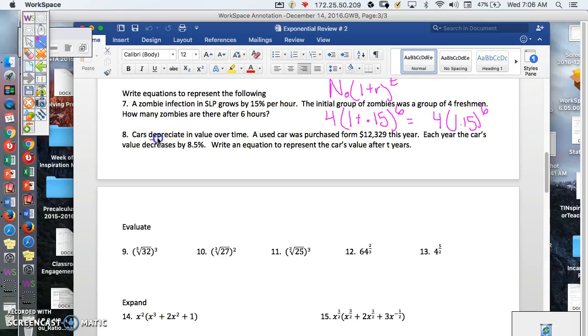On this next one, our car depreciates in value over a time. So it was purchased for $12,329. It decreases, so minus 0.85 to the t power.